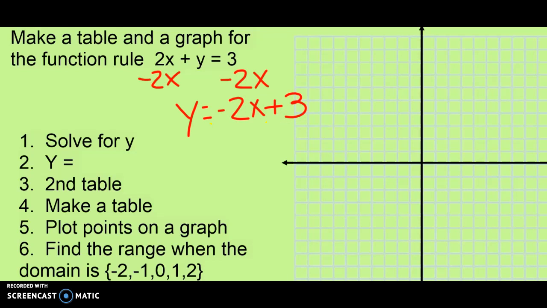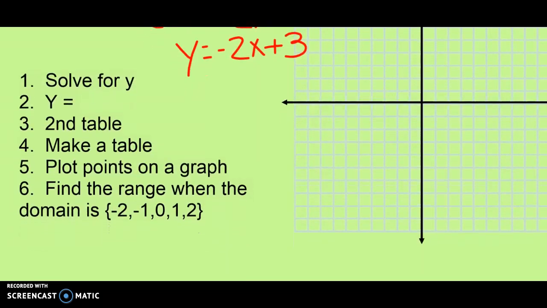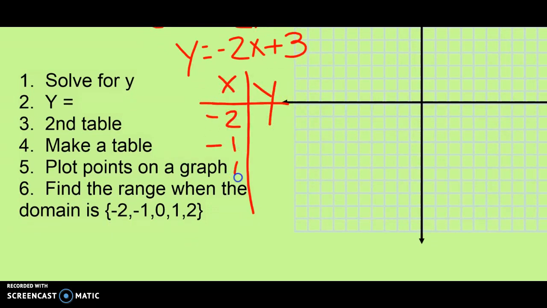Okay, put it in your table. And then when you get your table in here, you're going to have a table going on. All right, you're going to look at -2, -1, 0, 1, and 2, because that's what they're telling you the domain is going to be. All right, so then you just go and fill it in.